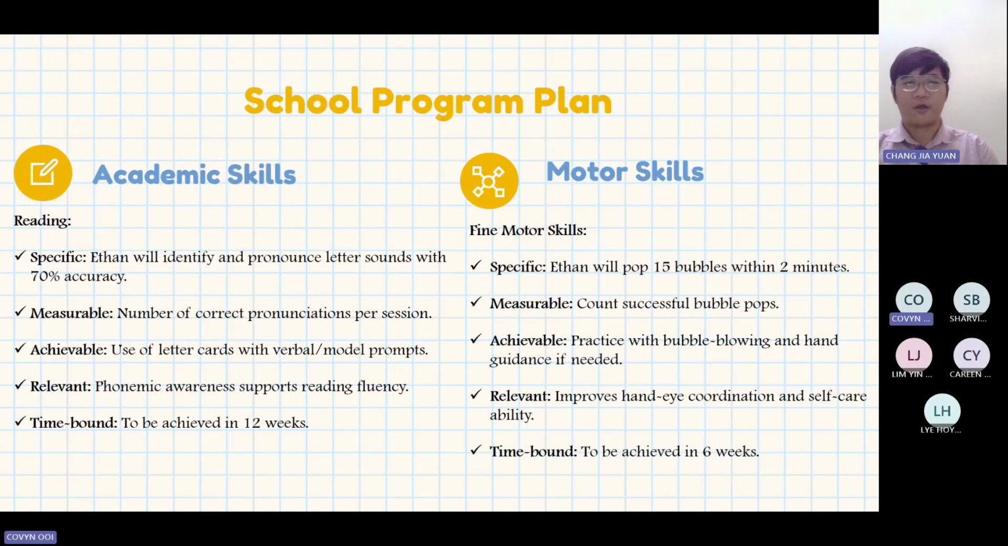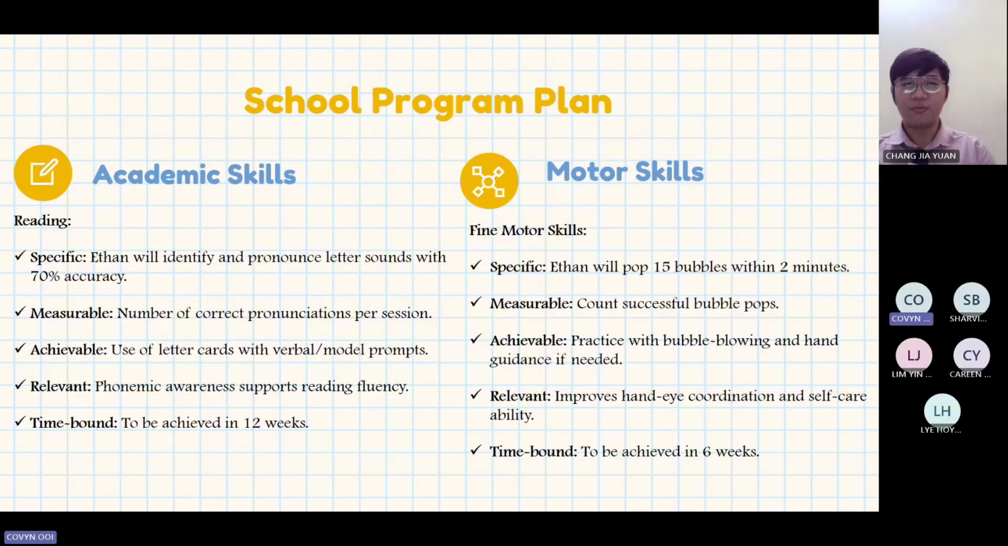Next slide. Okay, for reading skills, we want to fix his mispronunciations by setting the goal of being able to identify and pronounce letter sounds with 70% accuracy. We will track his progress by counting the number of correct pronunciations per session. This will improve his phonemic awareness as well as support his reading fluency. We will help him achieve this with letter cards and prompts, and plan to achieve this goal within 12 weeks.